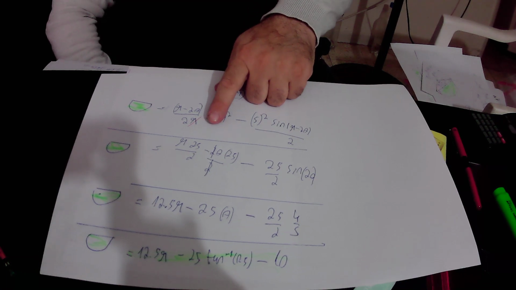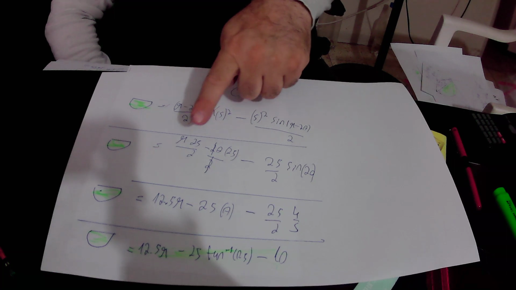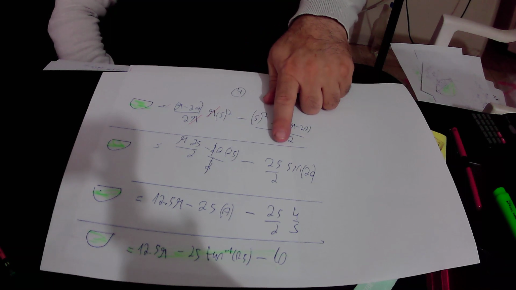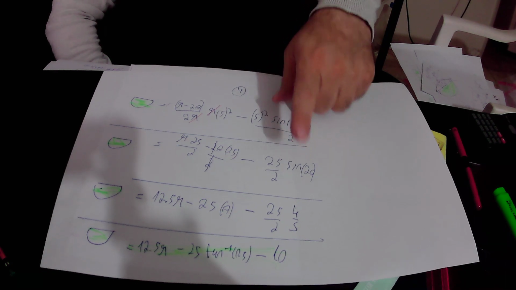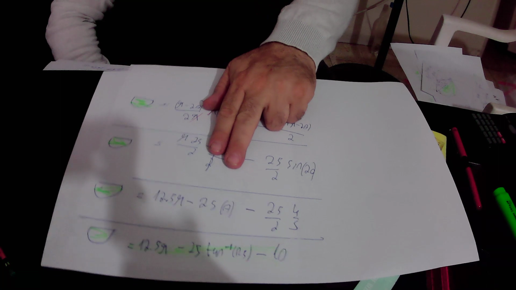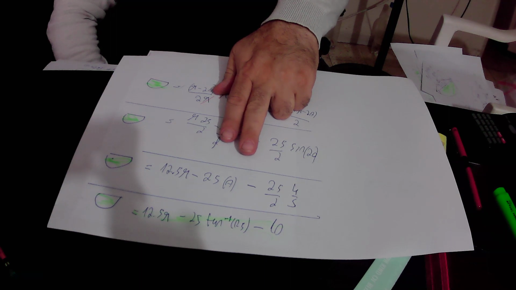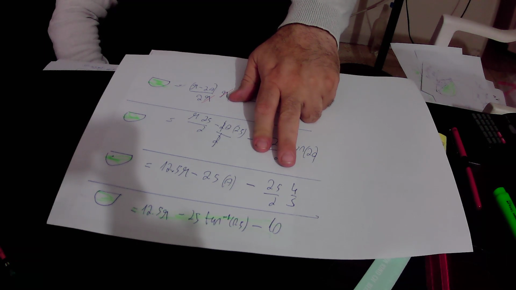Then here we have 25 over 2 is 12.5 times pi minus 25 pi minus 25 over 2 times sinus 2 theta, which is 4/5, so we substitute sinus 2 theta by 4/5 and found out that here 12.5 pi minus 25 pi, here 25 times 4, actually 25 over 5 is 5, and 5 times 4 is 20, and 20 over 2 is 10.